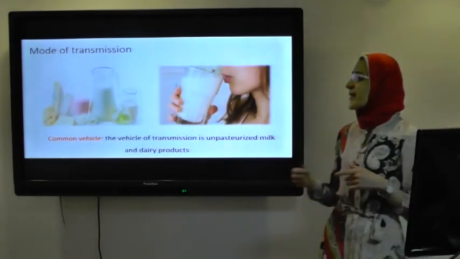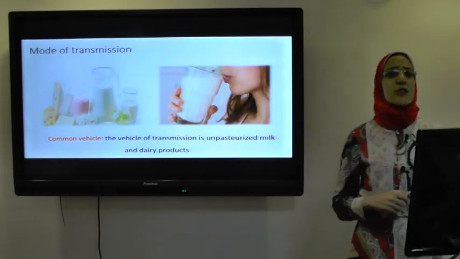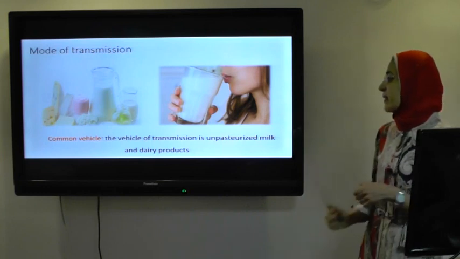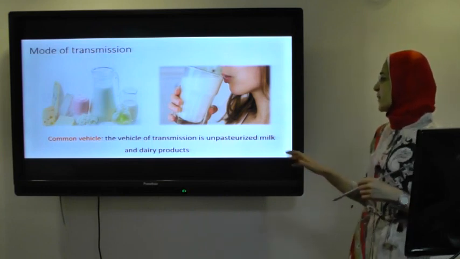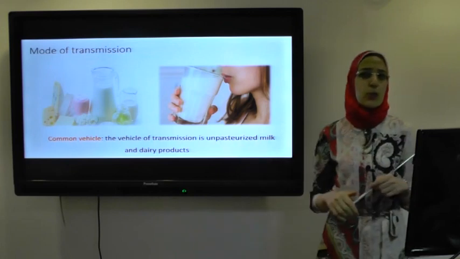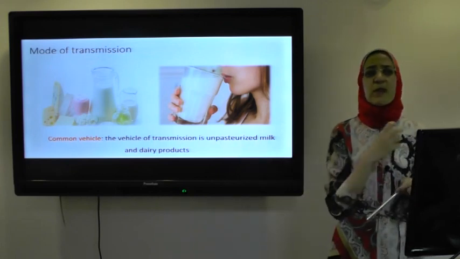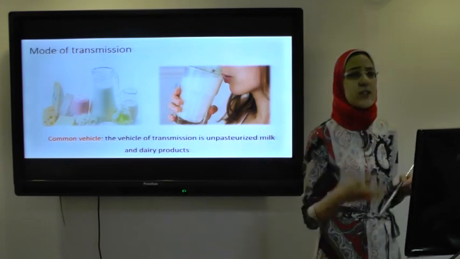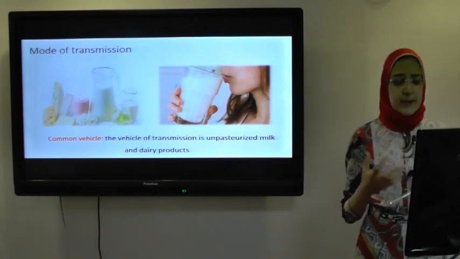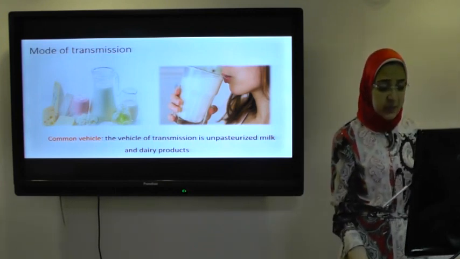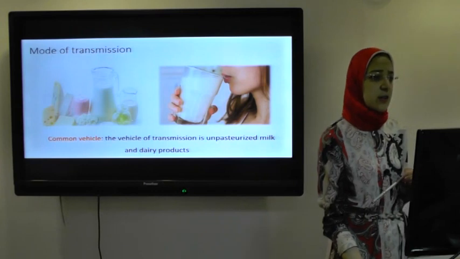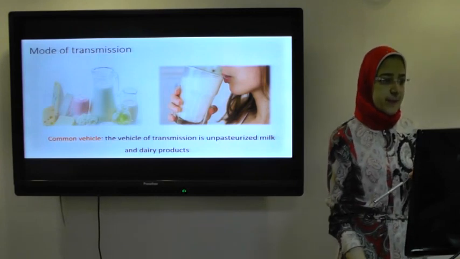In case of bovine TB, the mode of transmission is common vehicle. The vehicle of transmission is unpasteurized milk and dairy products coming out from TB infected cattle, and that's why it is a zoonotic disease, as we mentioned this in the previous slides.